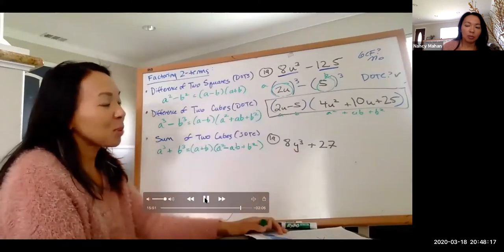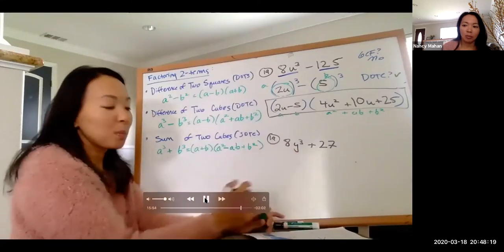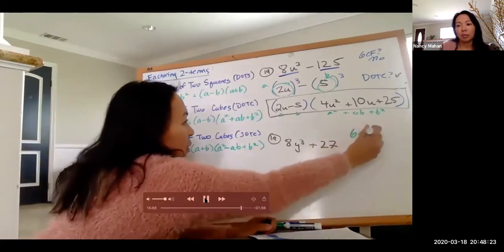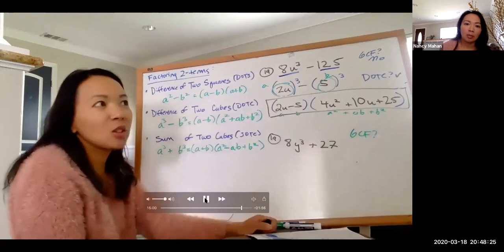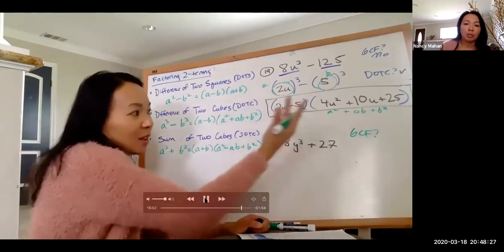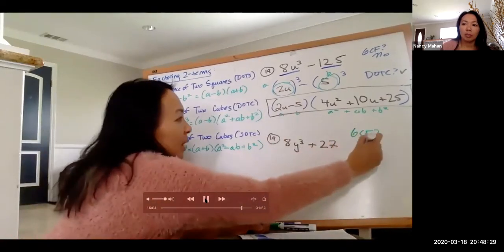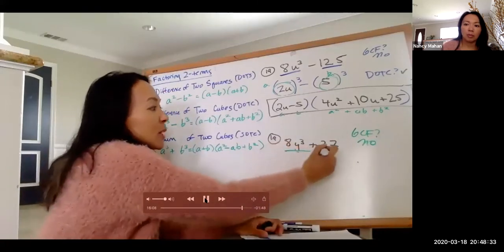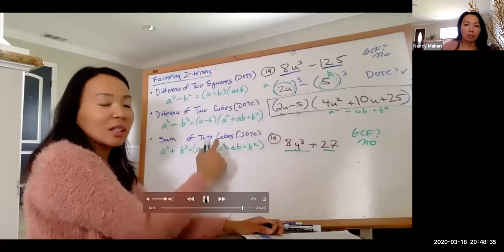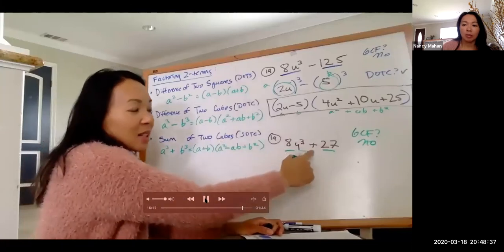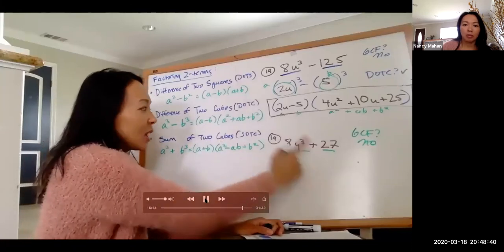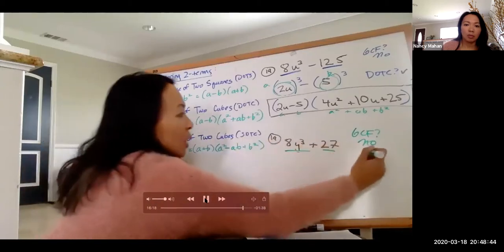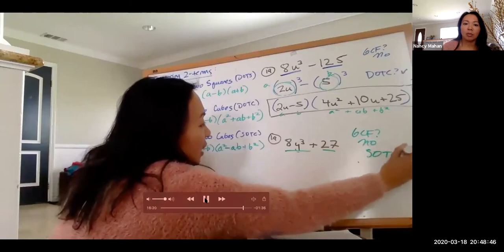Here's the last problem we'll do on this. 8y cubed plus 27. First off, is there a GCF? So 8 and 27, nope. Y cubed and nothing, nope. So no GCF. Then I ask myself, since there are two terms, is it a dots, a doctica, or a softica? Well, it's an addition sign. Because it's an addition sign, I'm pretty sure it's going to be a sum of two cubes.